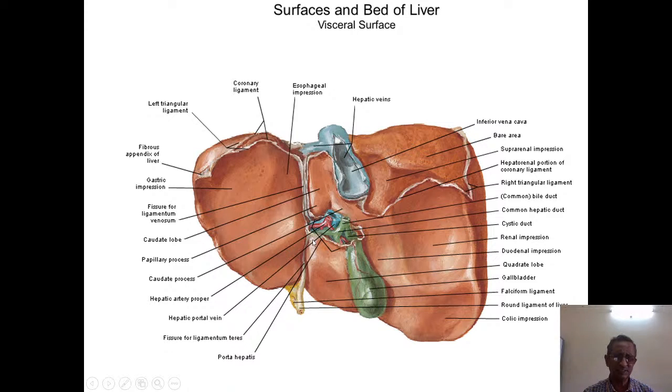This is having the hepatic artery proper, that is the right and left hepatic branches also there, and then the common hepatic duct which is having right and left hepatic ducts, and then the portal vein. So these are the structures present in the porta hepatis: common hepatic duct, common hepatic artery and portal vein.